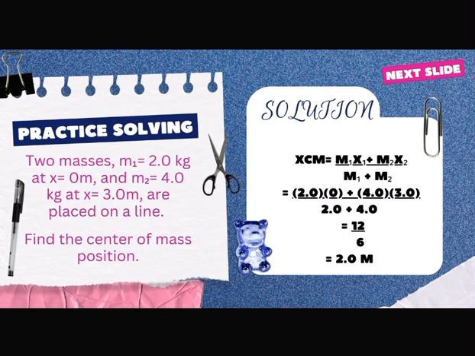An example of center of mass: we have mass 1 equals 2 kg at 0 meters and mass 2 equals 4.0 kg at 3 meters. Using the center of mass formula, we will substitute each value. First, we will multiply each mass by its position, that's why we get 12. After that, we will add the total mass, which is 2.0 plus 4.0, which equals 6.0. And after that, we will divide 12 by 6. That's why we get 2 meters.